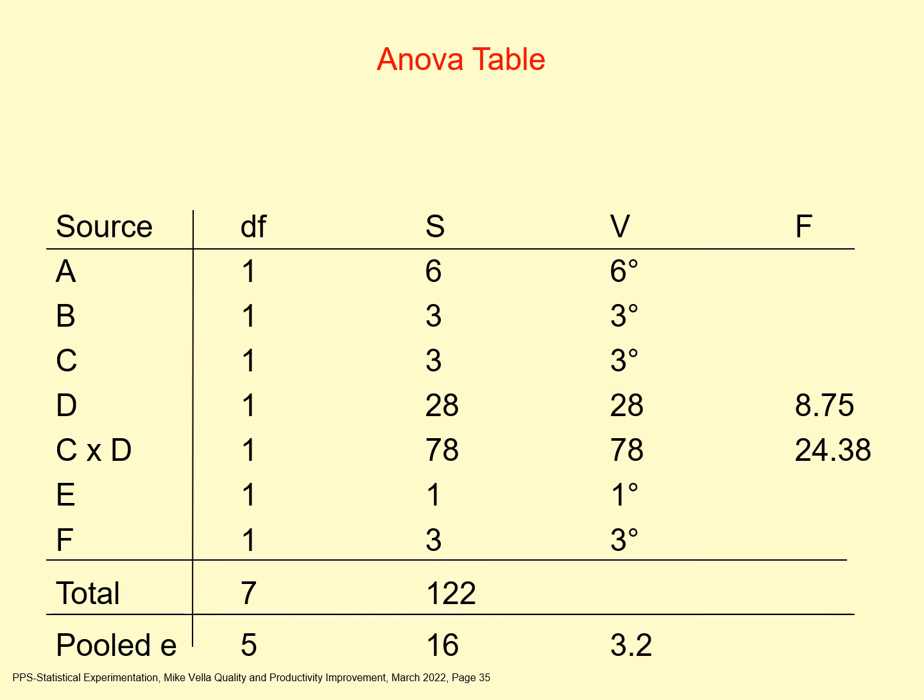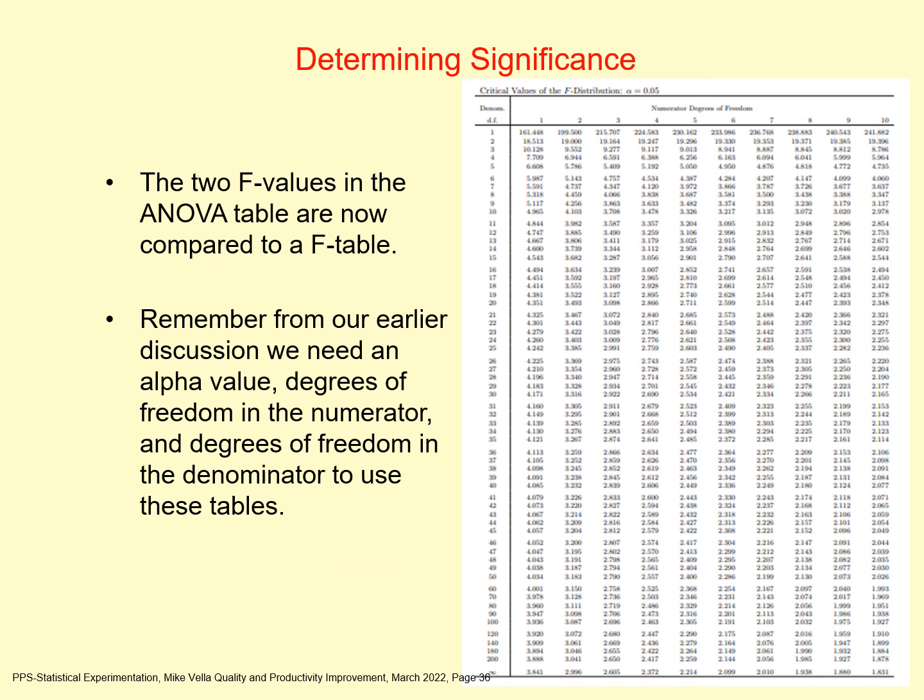So now that we've pooled and calculated our ratio of variances of the factors that are indeed significant, factor D and the interaction of C and D, we now have our completed ANOVA table. At this point, we want to determine if the apparently significant factors are indeed statistically significant, and we do that by consulting the F tables. So the two F values in the ANOVA table are now compared to an F table.